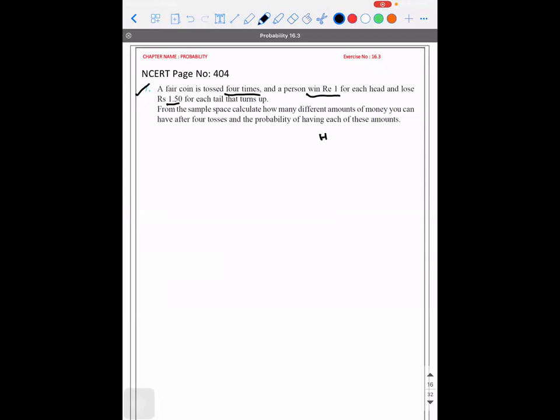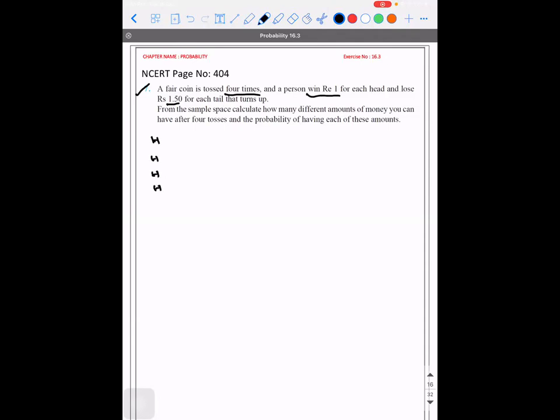Head, head. So I have to sit and write how many outputs. 2 power 4, that will be 16 outputs. Okay. But here the advantage is I don't need to write everything. So what are they asking from the sample space? Calculate how many different amounts of money you can have after 4 tosses and the probability of having each of these amounts. So I need the sample space.